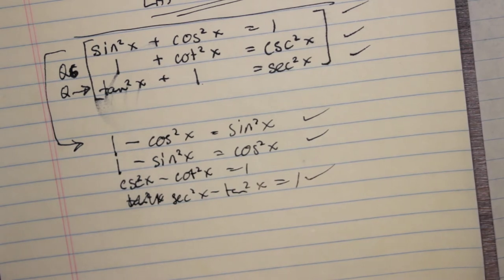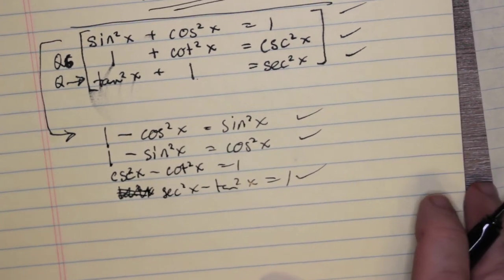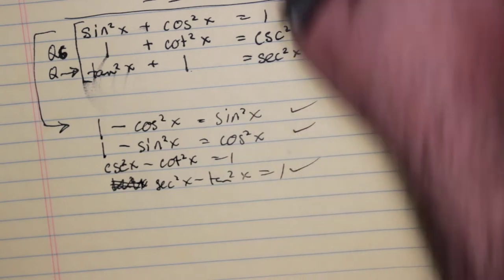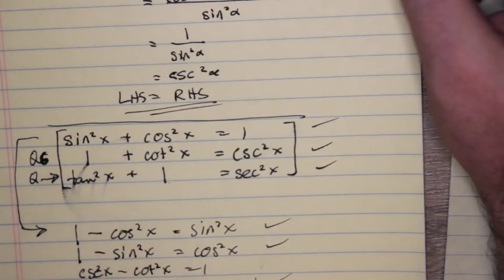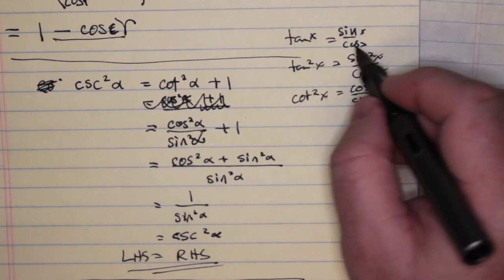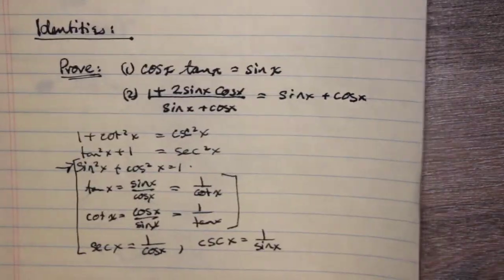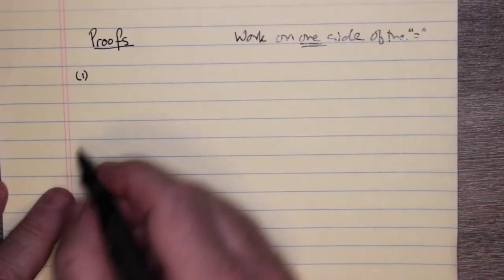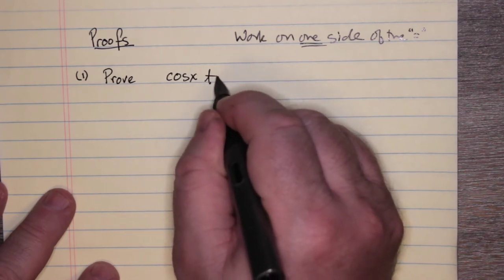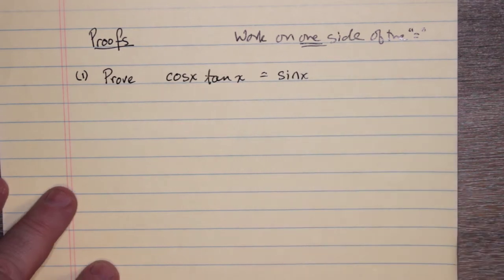So you can see that there's a lot of ways you can play with these Pythagorean identities, and these are all fine to work with and fine to just move terms around. Like, for example, multiply both sides by cosine to see what you get, and so on. Okay. So our first problem is going to be to prove that cos x times tan x equals sine x.